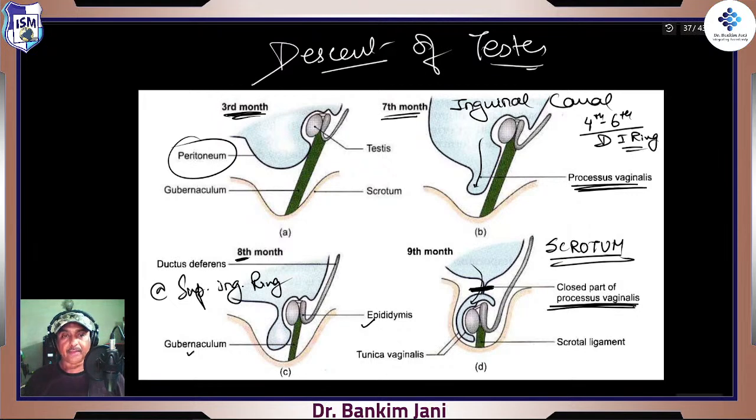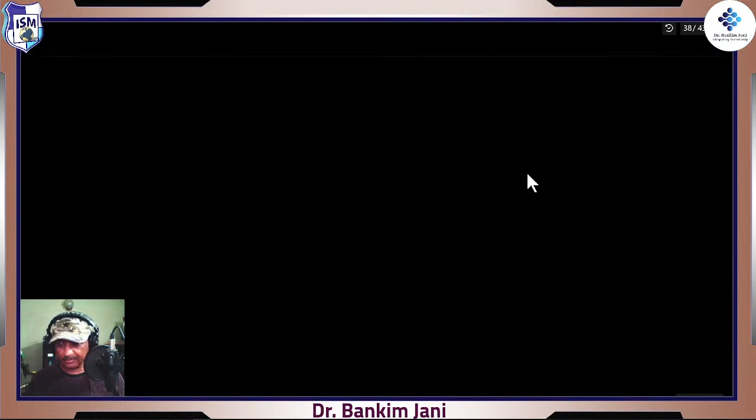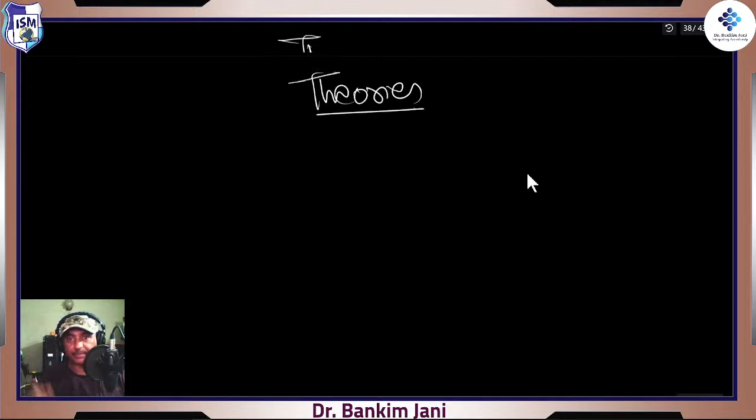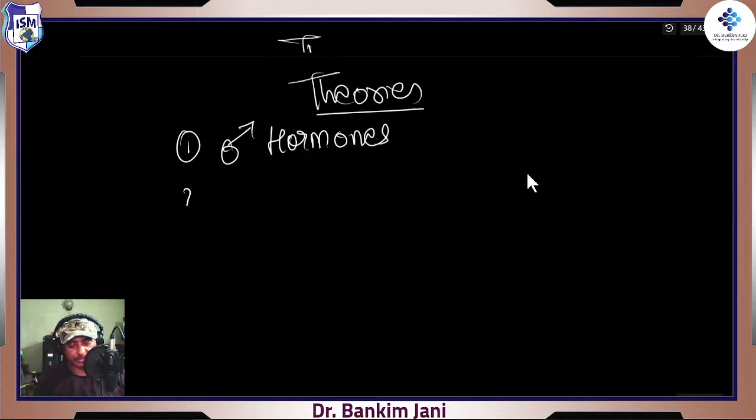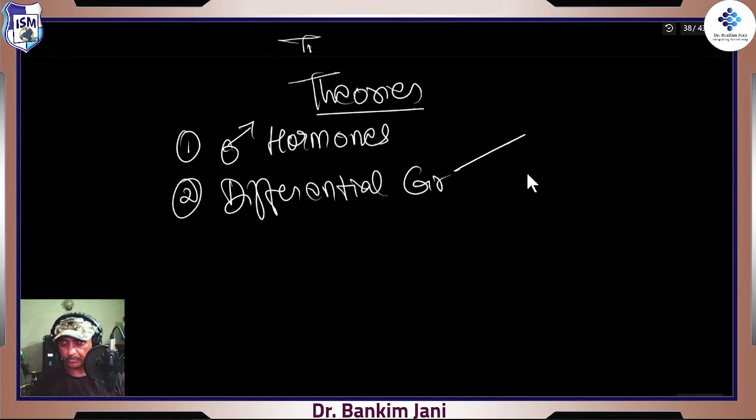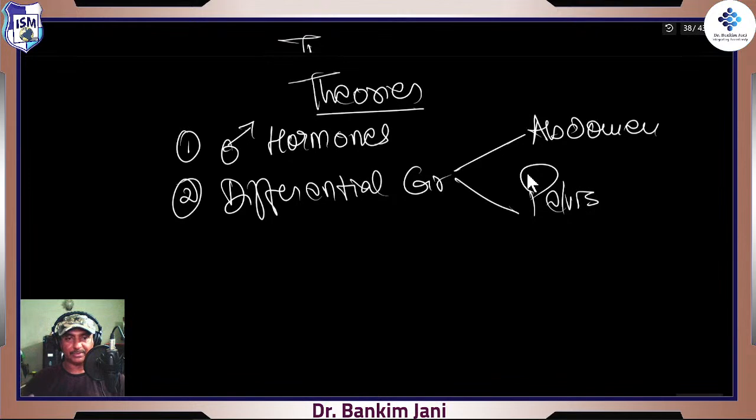Okay. There are several theories, if we just take a minute on that, on why the testis should descend. One of the theories is male hormones, which trigger the descent of testis. Then second is differential growth. Differential growth means that the abdomen grows at a different pace, the pelvis grows at a different pace. So because of the difference, this happens.